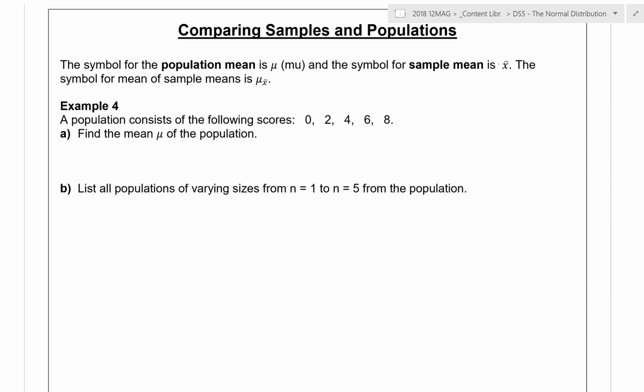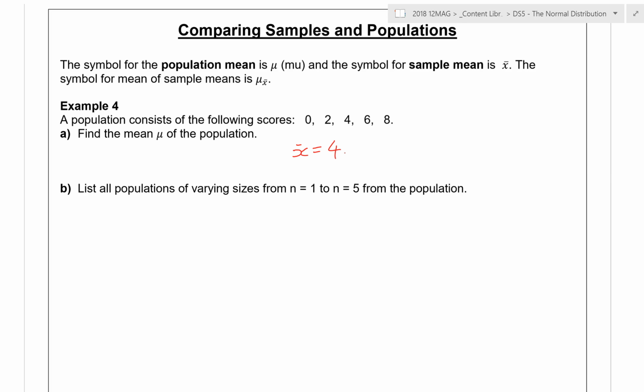So, let's have a look here. I have a population of 5. Find the mean of the population. I add all those up. 2 plus 4 is 6, plus 6 is 12, plus 8 is 20, divided by the number of things there. X bar equals... no, 20 divided by 5 is 4. Right, the mean is 4.